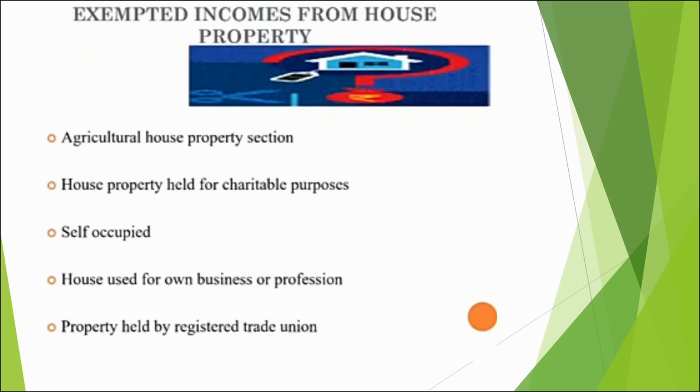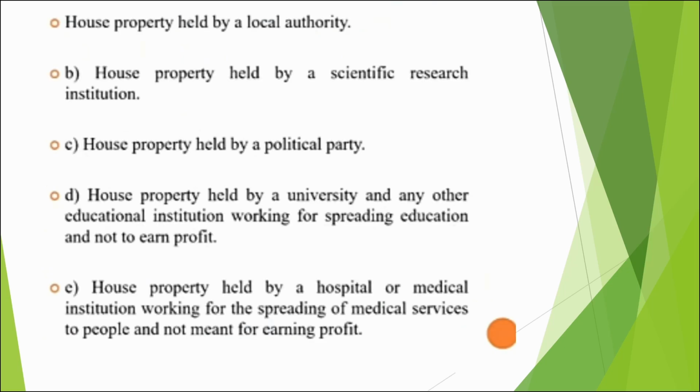Fifth heading is property held by a registered trade union, section 10 subsection 24. Income from a house property owned by a registered trade union is not to be included in the gross total income.